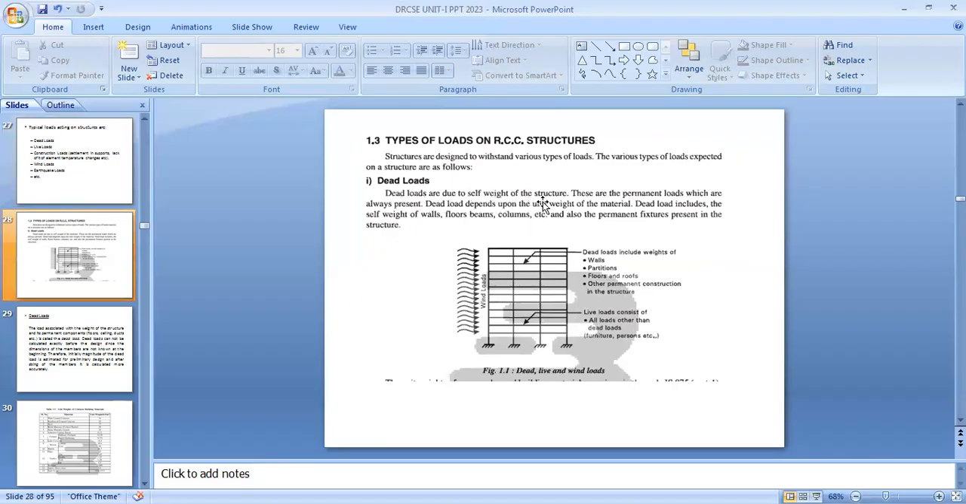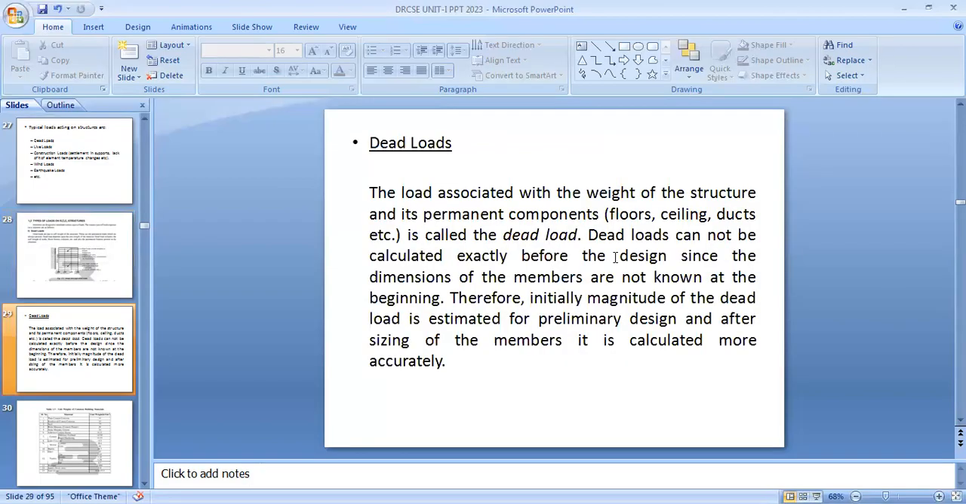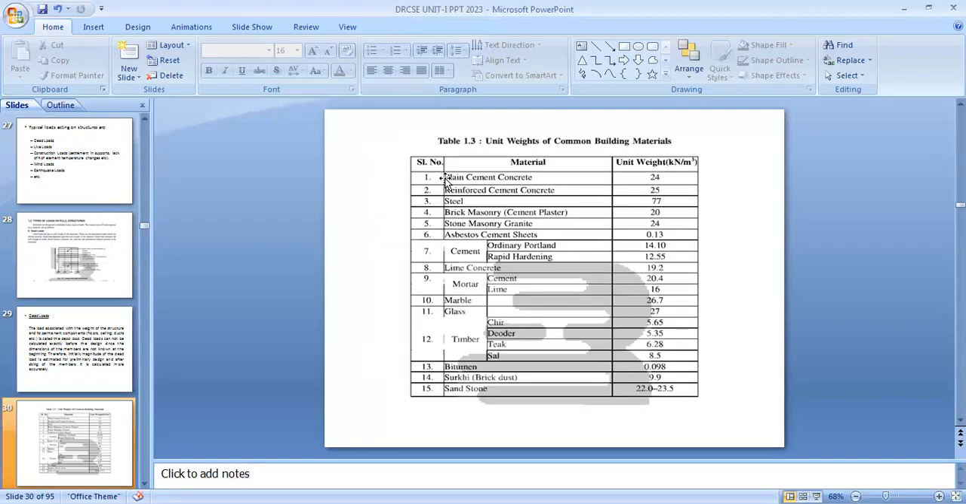Dead loads are due to the self weight of the structure. Dead load includes the weight of walls, floors, beams, columns, etc., and also permanent fixtures present in the structure. Here you can see different materials have a weight, which is given in this table. This is very important.